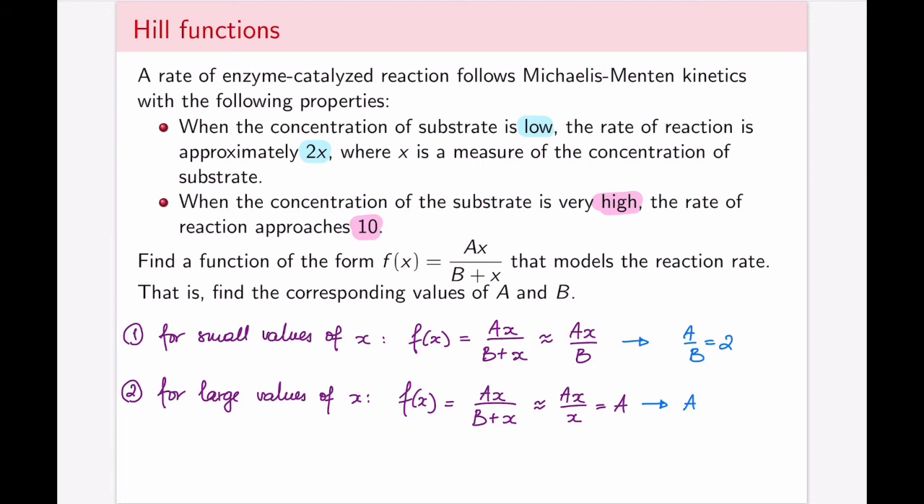And the information here says that when the concentration is high, the reaction rate approaches 10, which means immediately that a is equal to 10. Well, perfect. If a is equal to 10, I can plug it into here. And what is my b going to be equal to? So I'm going to have 10 over b is equal to 2, which tells me, of course, that b is equal to 5. And that is my answer. The a value is 10 and the b value is 5. Okay? A straightforward application of the power analysis and the actual interpretation of the information given.